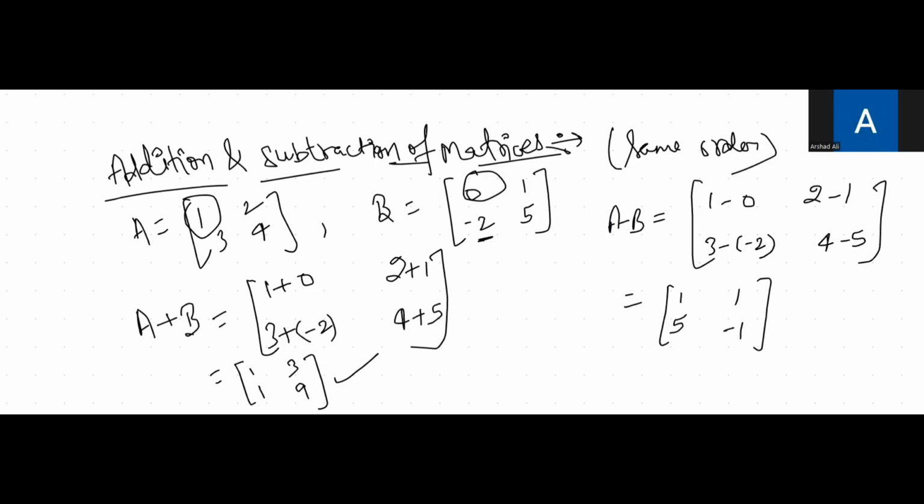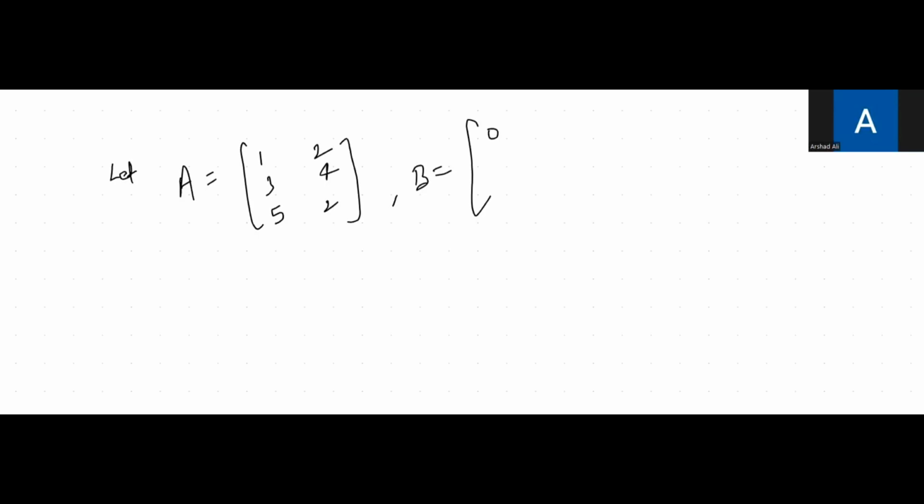Okay, student. Now we can take a different example. Let A be equal to [1 2; 3 4; 5 2], and B is equal to [0 1; 1 2; 3 -4]. What is the order of these matrices? Here we have 3 rows, 1, 2, 3, and how many columns? 1, 2, 2 columns. Similarly, here we have 3 rows and 2 columns. So are the orders same or not? If orders are same, we can add or subtract two matrices.